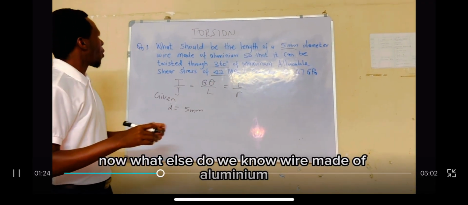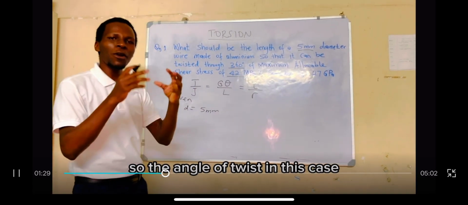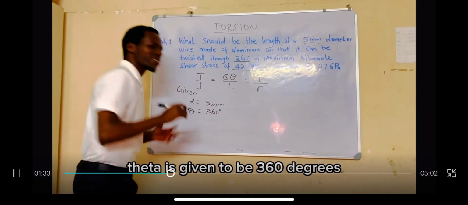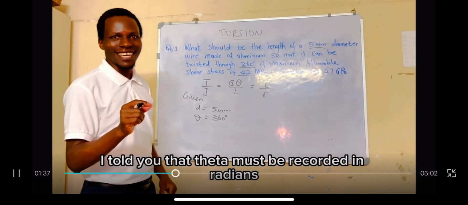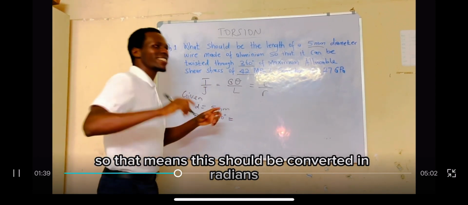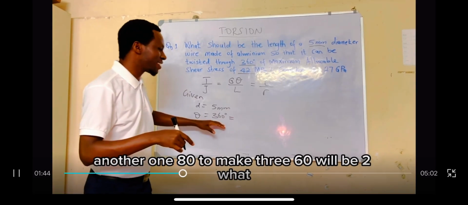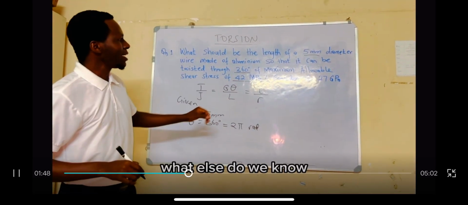Now, what else do we know? The wire is made of aluminum so that it can be twisted through an angle. So the angle of twist, theta, is given to be 360 degrees. Remember, in the previous video I told you that theta must be recorded in radians. So this should be converted to radians. 180 degrees is pi, another 180 to make 360 will be 2 pi, in radians.